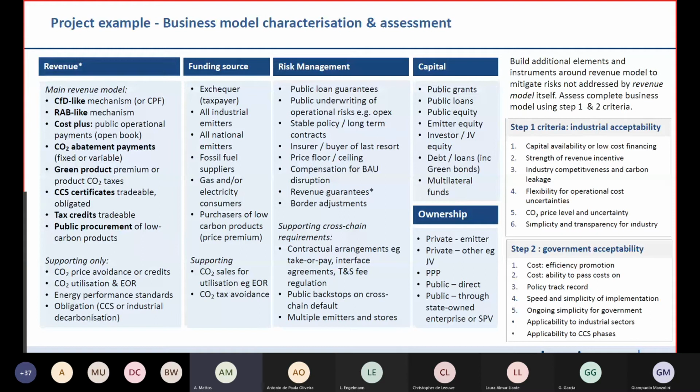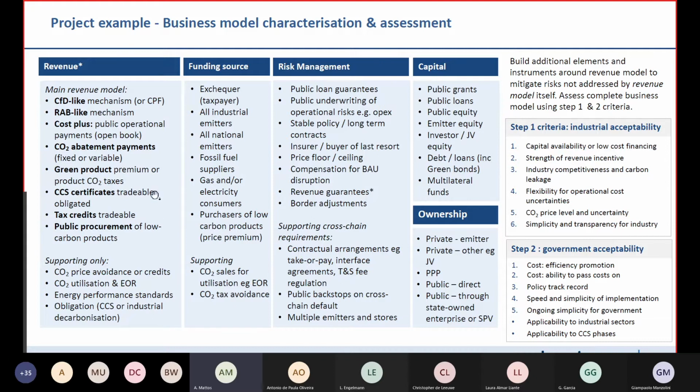What I'll do now is use a project that we've completed on business models for industrial carbon capture to give an example of how business models can be thought about and how we can try to develop the best business model for a particular arrangement. A business model can be characterized into four components: the revenue model, the funding source, so where does the money actually come from, the risk management practices that are needed, and then the capital and ownership structure. This slide outlines some of the potential options under each of those business model elements. But within each of those elements, a combination of options can be used.